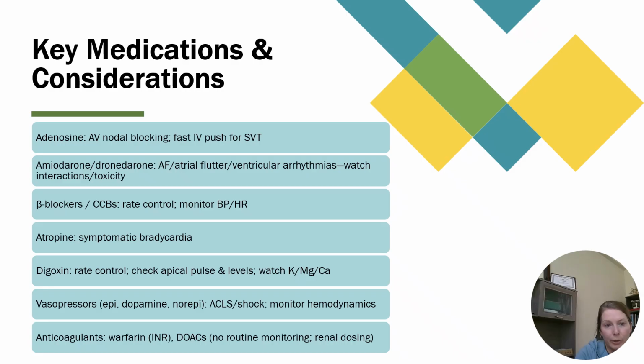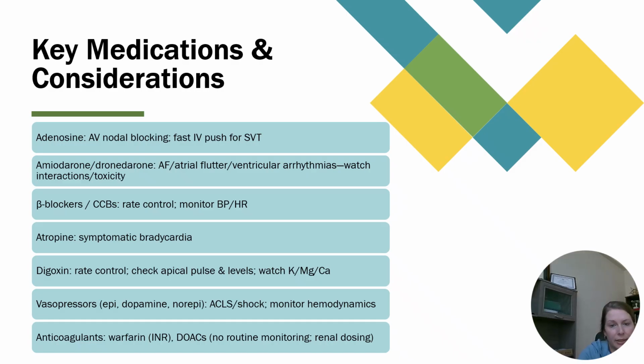We will check therapeutic levels with digoxin, watching our potassium, magnesium, and calcium. One common toxicity thing that people will complain about is seeing yellow halos around things. Our vasopressors, so our epinephrine, dopamine, norepinephrine, these are some of our ACLS drugs. We are going to monitor hemodynamics with those.